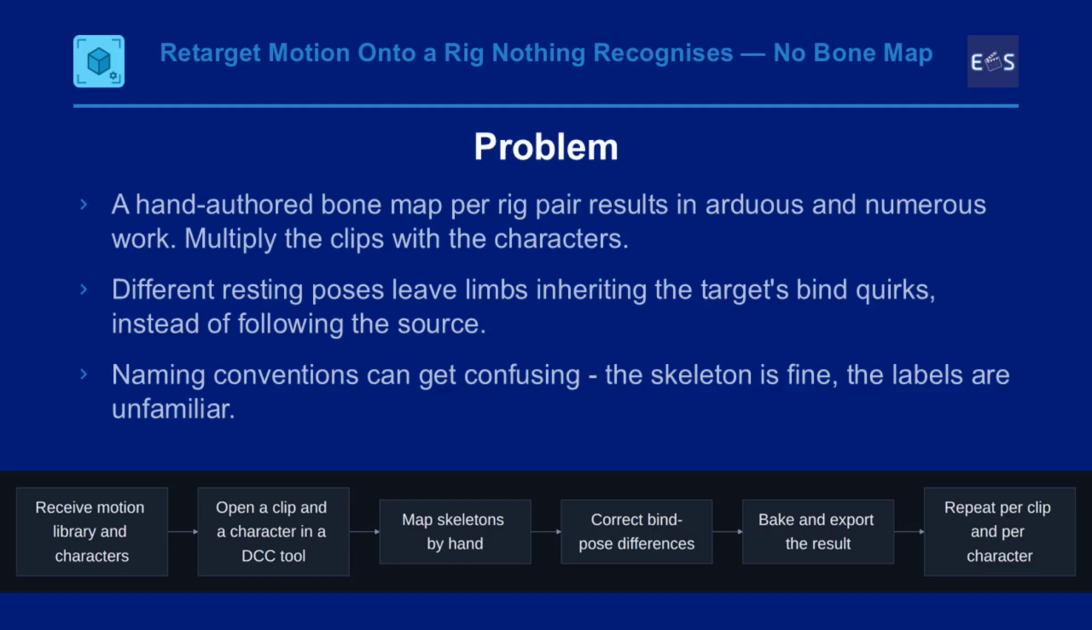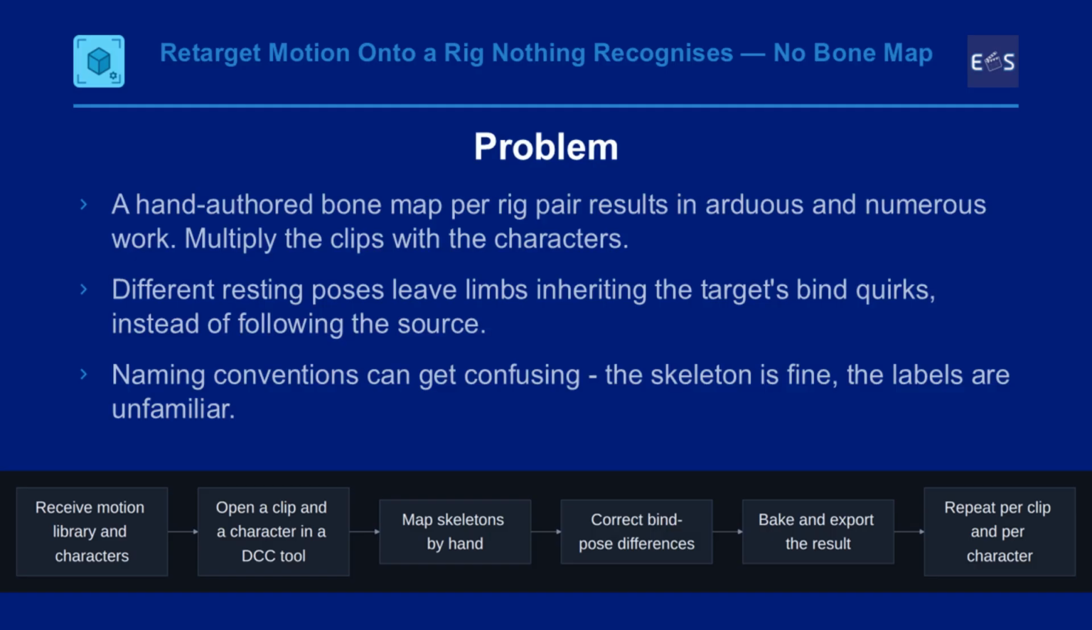Retargeting them should have been easy, except maybe every rig's name is joined differently, or the in-house rigs match no other convention, or your mocap corpus uses a third. As a result, you have to hand alter a bone map for every pair of animation and character. That's a multiplication process, not an addition.